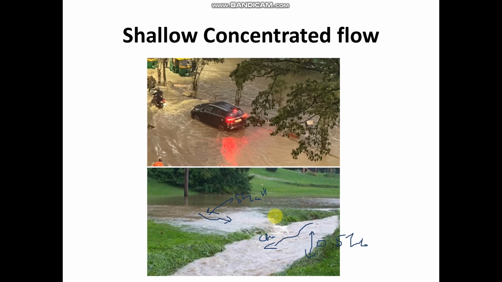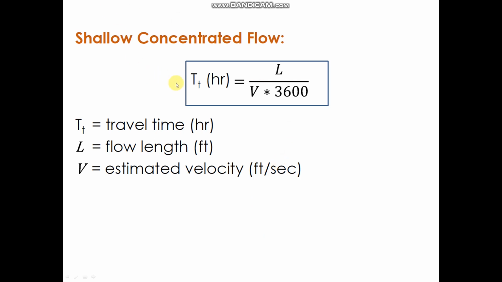So let's understand the formula to calculate the shallow concentrated flow. So here is the formula, where L is the flow length and V is the estimated velocity in feet per second. So this is the formula to calculate the shallow concentrated flow. This shallow concentrated flow is applicable up to the range of 1000 feet, or you can say 300 meters.